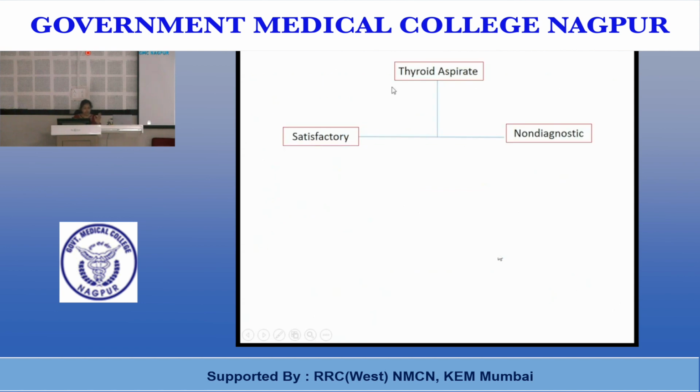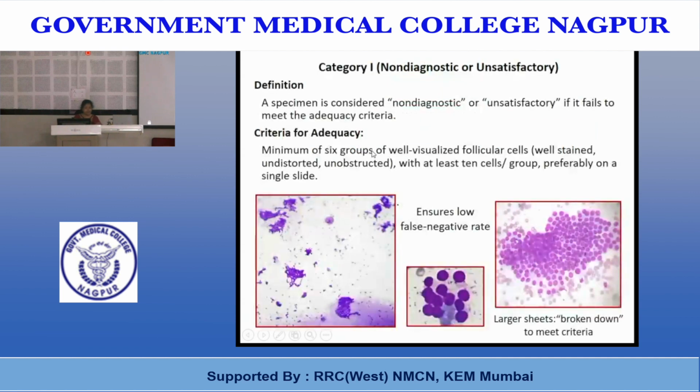Now coming to a thyroid aspirate. So when do you call it non-diagnostic? When do you call it satisfactory? For that, you need to assess the adequacy. And what is the criteria for adequacy? It is a minimum of 6 groups of well-visualized follicular cells with at least 10 cells per group.